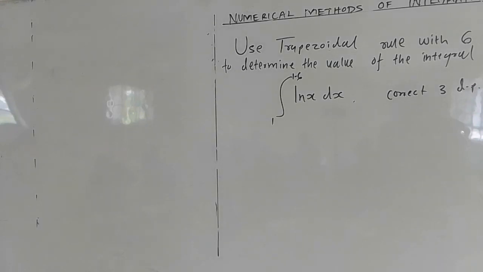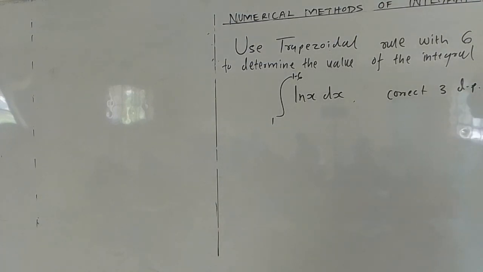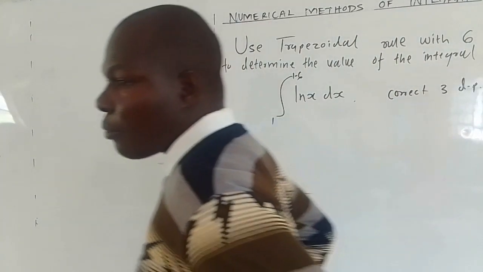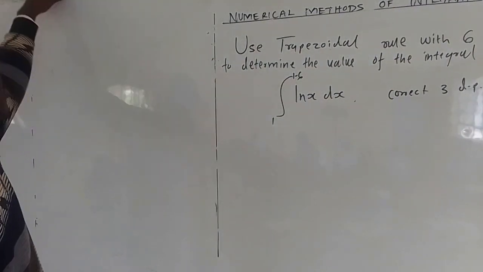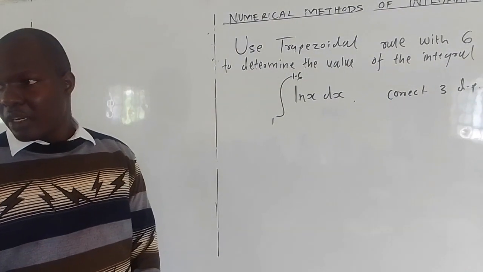So the next case: use the trapezoidal rule with 6 intervals to determine the value of the integral from 1 to 1.6 of ln x dx, correct to 3 decimal places.